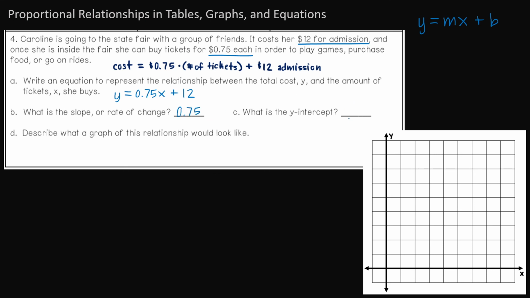The y-intercept is your starting cost or your starting value. So admission just means the starting cost for the fair. The y-intercept would be 12.